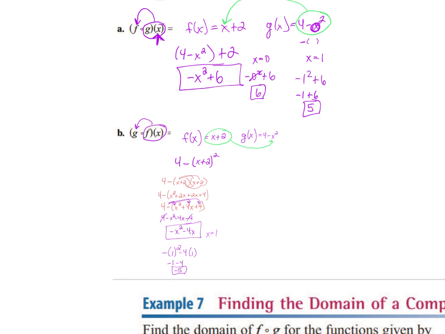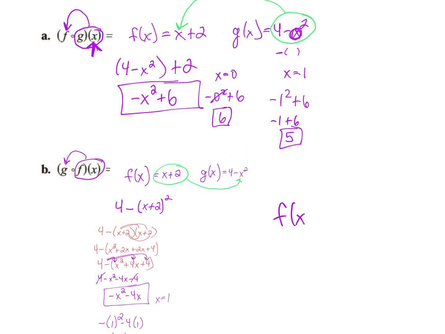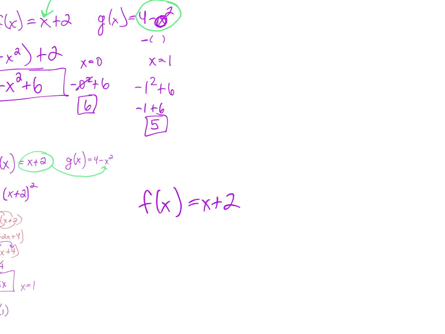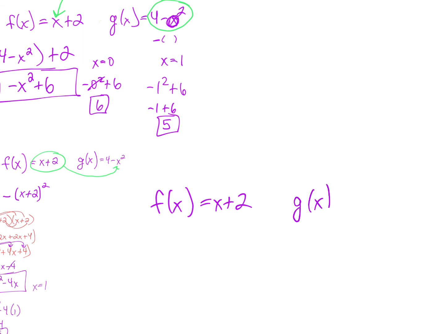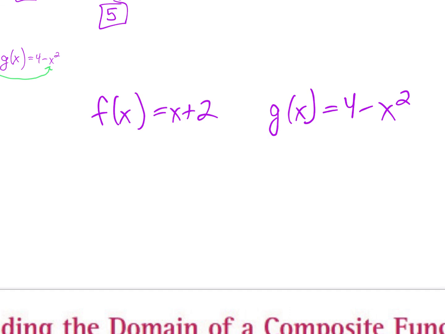Okay, write this down, guys. We'll keep these two functions. F of x is x plus 2, and g of x is 4 minus x squared. Yeah, write this down. I'm making up a new problem. What about if you had g of f of -3?